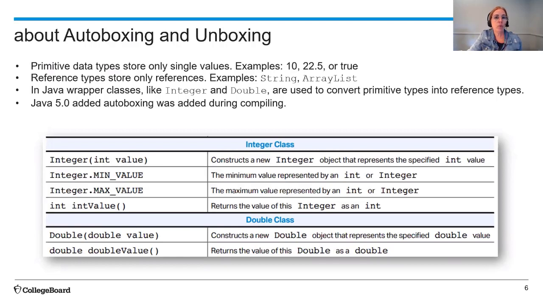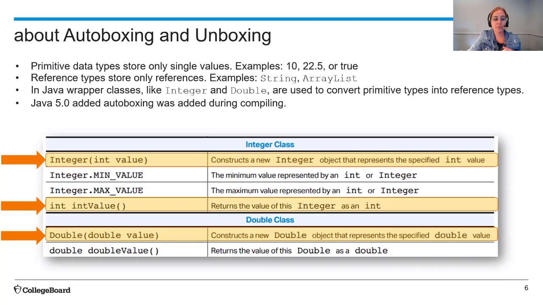As of Java 5.0, the compiler now performs the autoboxing for us. When the source code is compiled, it will do the work for us, which is great. Here are the 2 constructors to construct our Integer object and our Double object. You've already seen that in code in the past 2 videos. And then here are our methods to grab our int value and our double value, and return the value of the capital Integer as an int or the capital Double as a double.